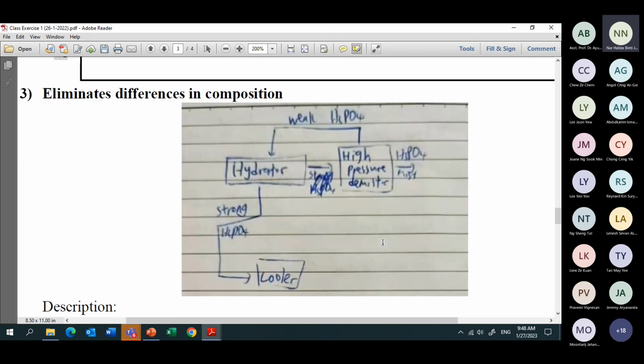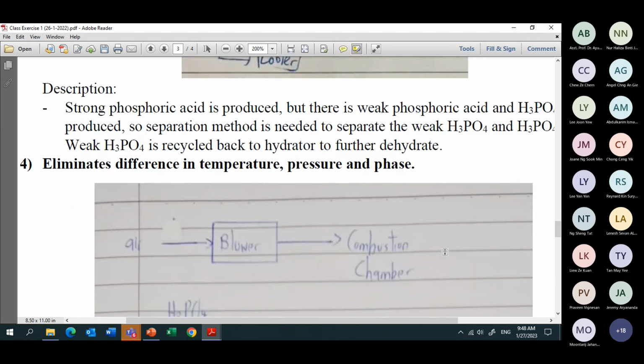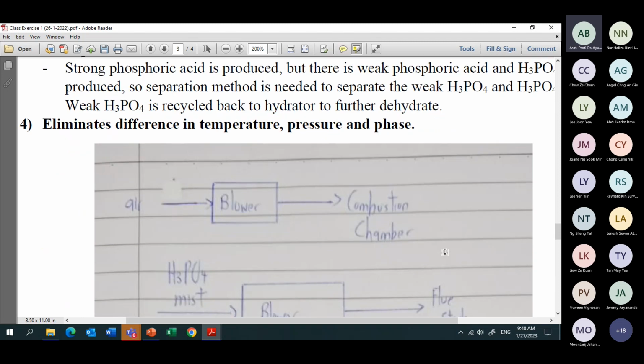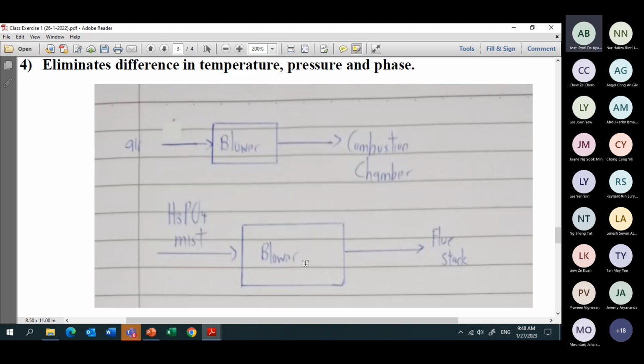So the mist will actually go up to the top, which will be sent back to the hydrator, and then the liquid will go out of the demister. Should go out of the bottom actually. Okay. Yeah. Okay. Differences in TP and phase. So from combustion chamber, mist blower. So what is the changes over here? Temperature, pressure, or phase?